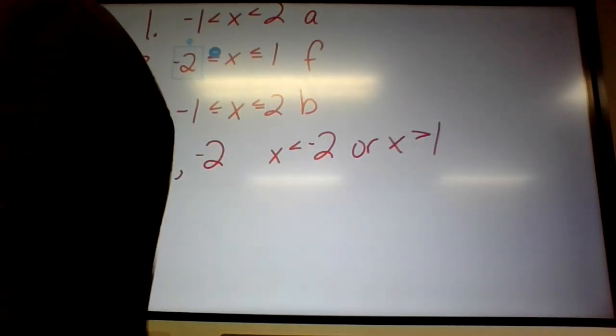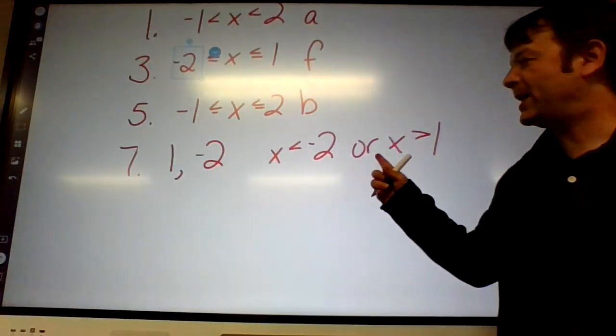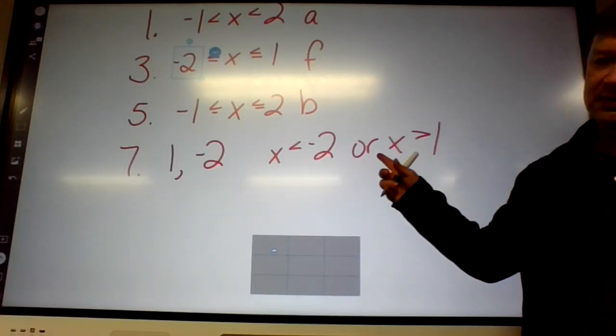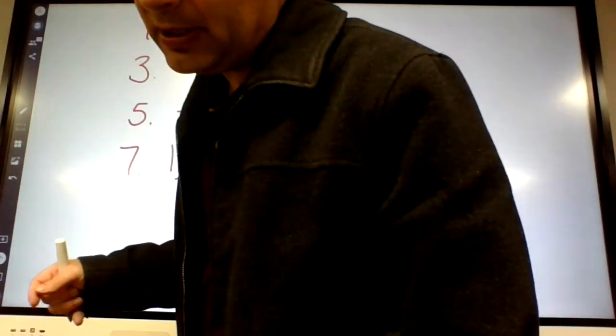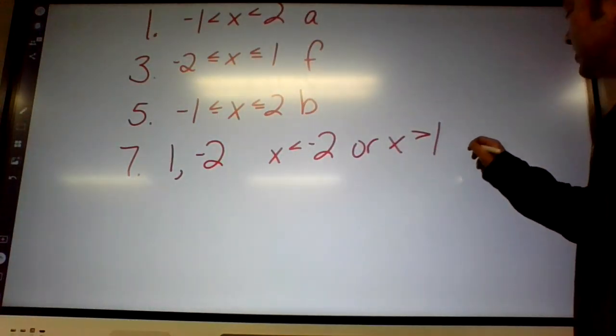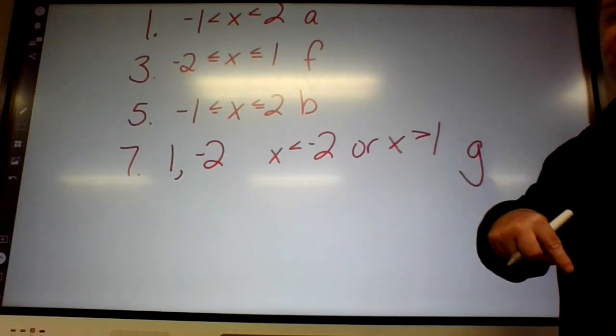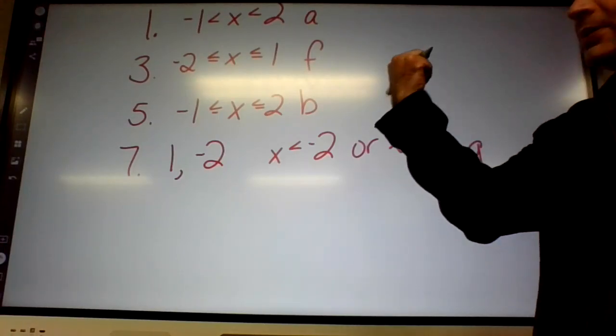Okay, so which graph matches this? Is it E? It's G. Smaller than negative 2, bigger than 1. So it looks like this.